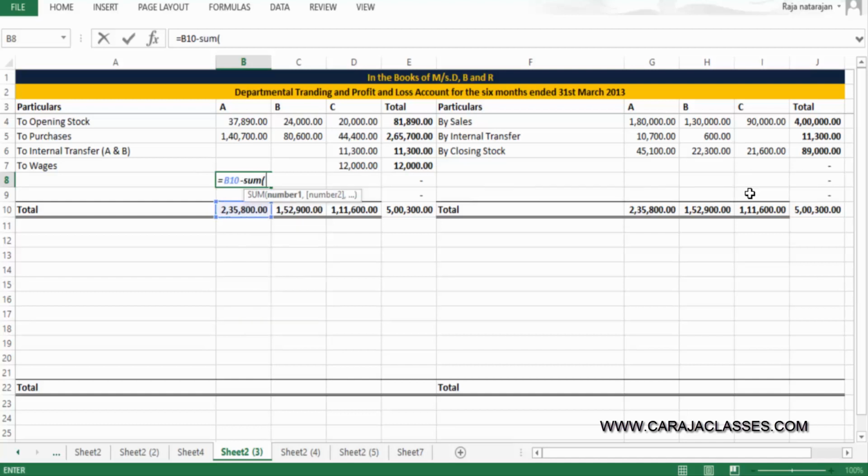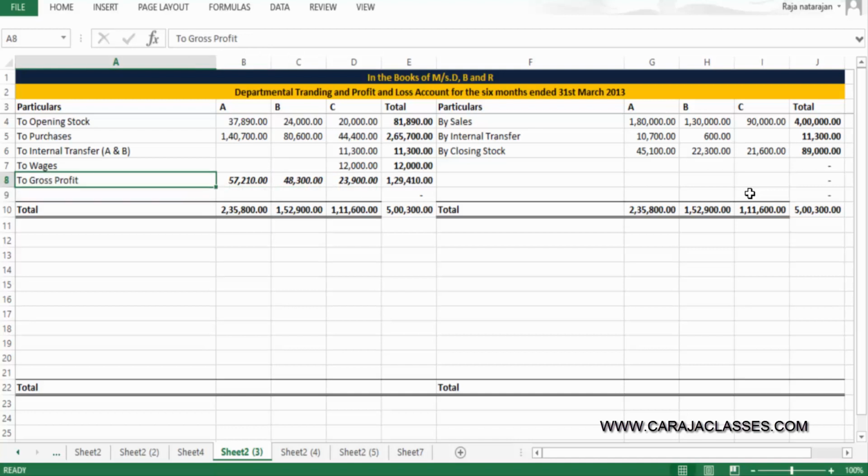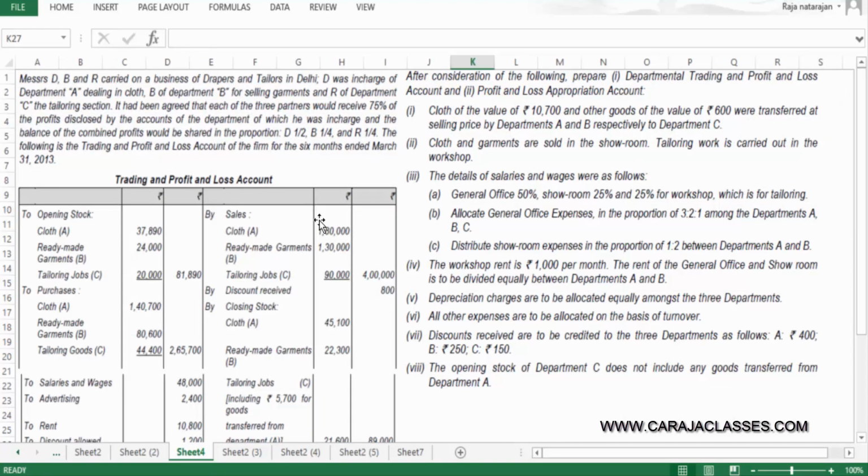235,800 minus some of these. So we get 57,210, 48,300 and 23,900. And what is this? This is nothing but the gross profit. So we'll say to gross profit carry down, and we'll bring them here by gross profit brought down. It's 57,210, 48,300 and 23,900, and the total is 129,410. And the question is not yet over.